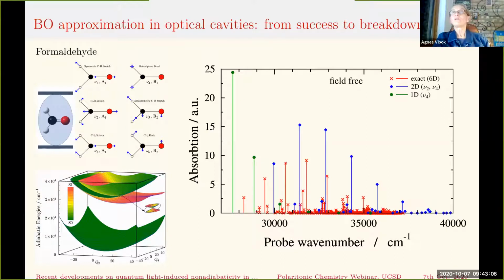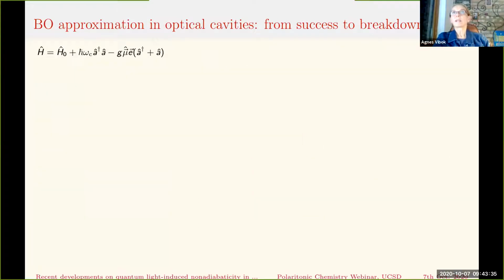Further on, we calculated the field-dressed spectra of this system in 1D and in 2D. In 1D, we calculated along the Q4 mode, because the TDM, as I mentioned, is large in this direction. And along the Q2 mode, because of the symmetry, the absorption spectra is 0. So in 1D, we could use only the Q4 mode. And then the results are here.